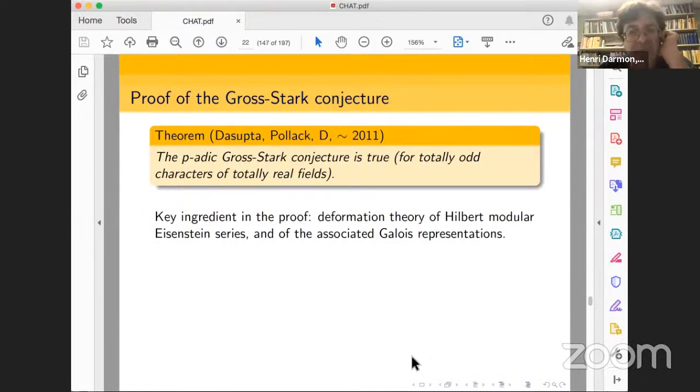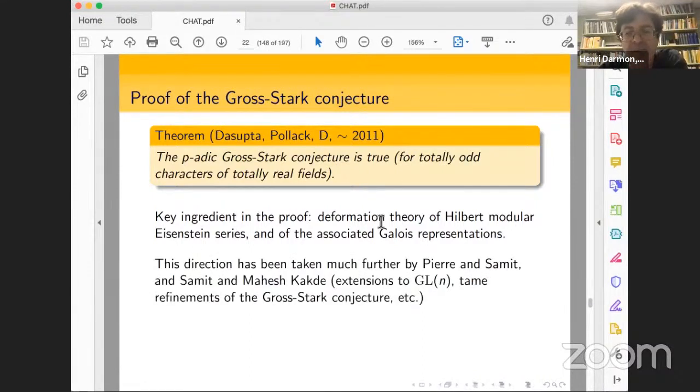And the reason is that the algebraic numbers that emerged from the Gross-Stark conjecture are p-units rather than genuine units. And these p-units actually arise naturally when one studies the p-adic deformation theory of certain classical modular forms, Hilbert modular forms actually, over the totally real field. And so again, the key ingredient in this proof of the Gross-Stark conjecture was the deformation theory of, in this case, Hilbert modular Eisenstein series and their associated Galois representations.